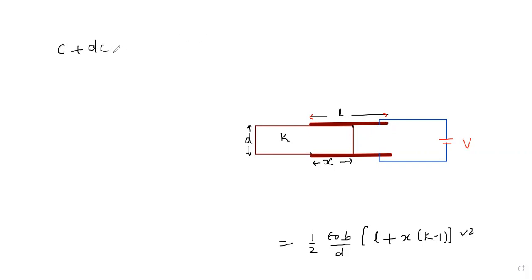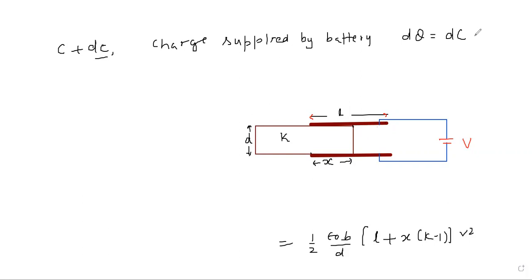C we have already calculated. So the charge supplied by the battery will be dq. The increase in capacitance is dC, so dq is dC times V. Now the work done by the battery, suppose it is denoted as dWB, will be equal to V times dq, and dq is dC times V, so it will become dC times V square.